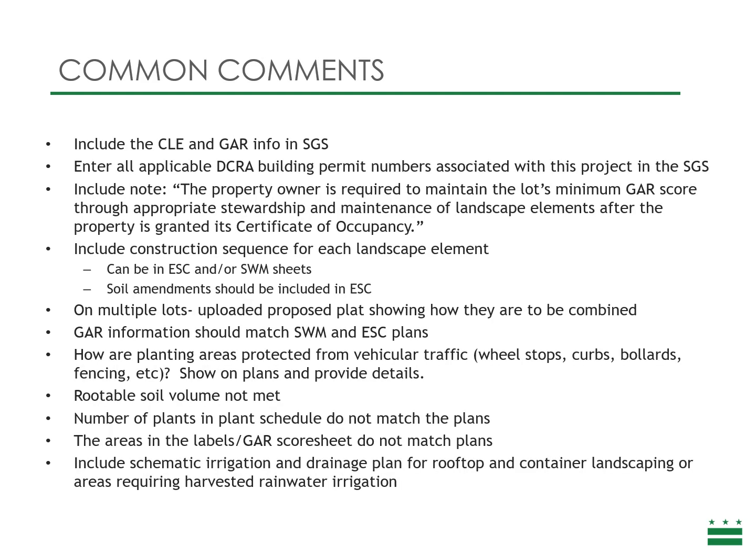So next I'm just going to run through some very common comments for JR. Include the certified landscape expert and JR information in SGS. Enter all applicable DCRA building permit numbers associated with this project in the SGS. Include the note: the property owner is required to maintain the lot's minimum JR score through appropriate stewardship and maintenance of landscape elements after the property is granted its certificate of occupancy. You should include the construction sequence for each landscape element. It can be in the erosion sediment control and/or the stormwater management sheets. Soil amendments should be included in erosion sediment control.